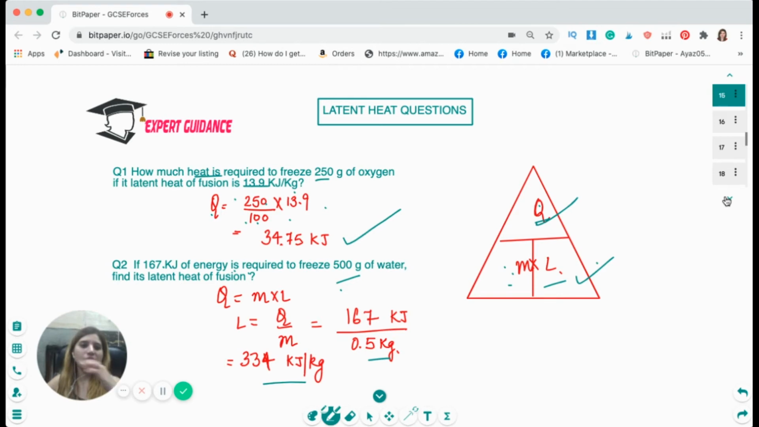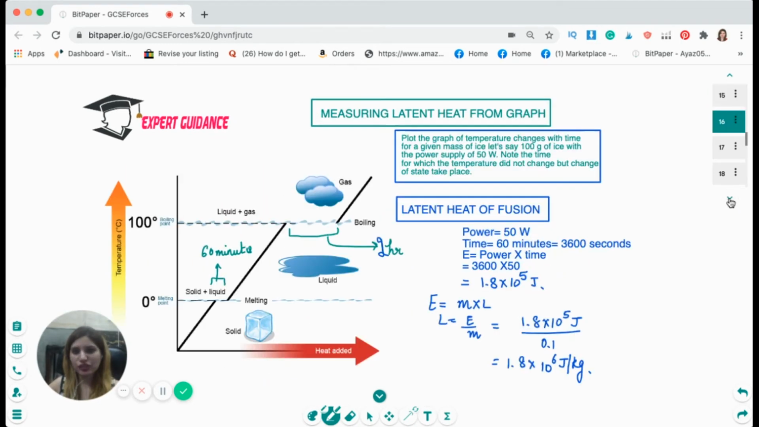Okay, so I hope this concept of latent heat and how the latent heat calculation works is clear to you. Now we can also measure the latent heat from the graph. Now look at this question. Remember, we just did this curve, and they have given us that from here to here, it takes 60 minutes to melt, 2 hours to boil. So first they ask us to plot the graph of temperature changes with time for a given mass of ice, say 100 grams. So the mass of ice is 100 grams, and their power supply is 50 watts. They have given us the time, we have noted the time in the laboratory, and then we plotted this curve.